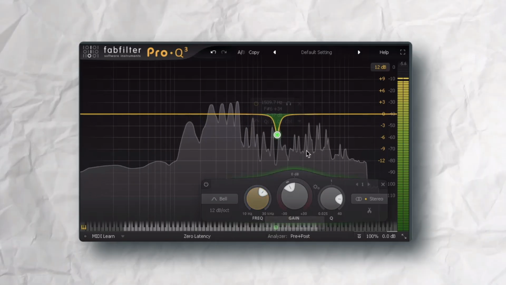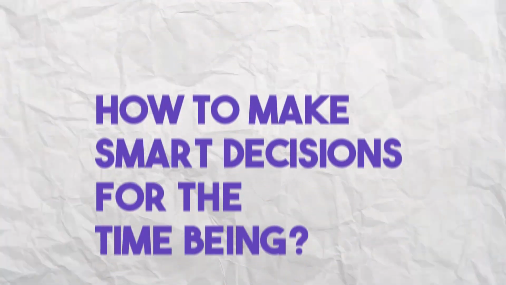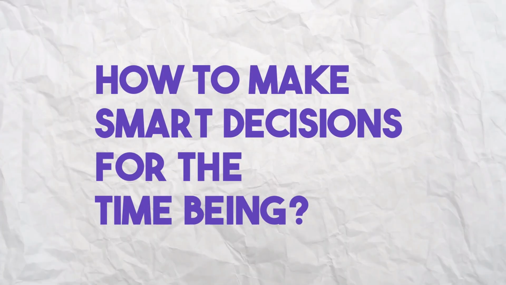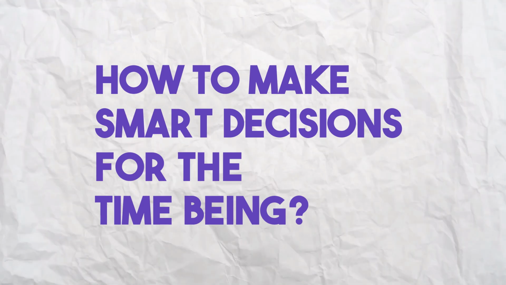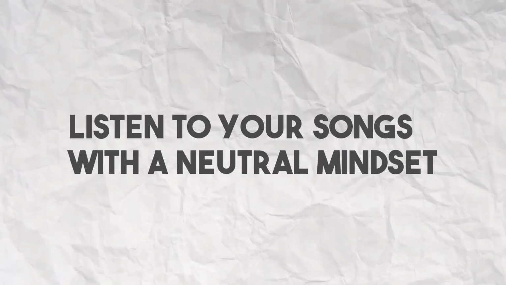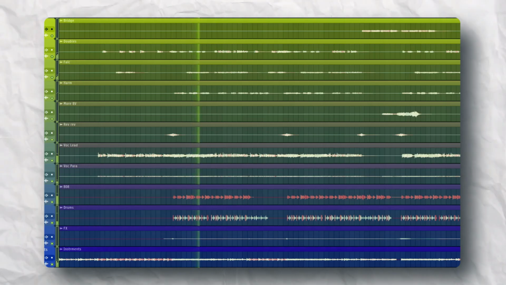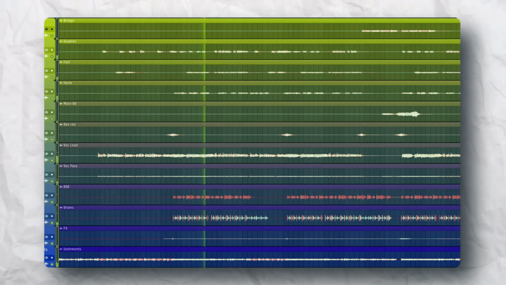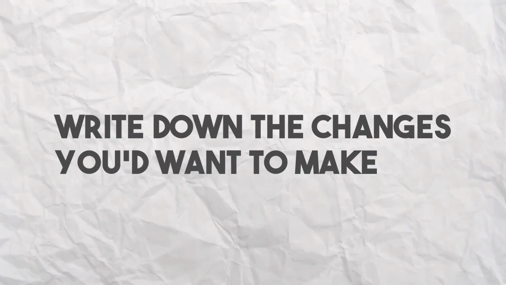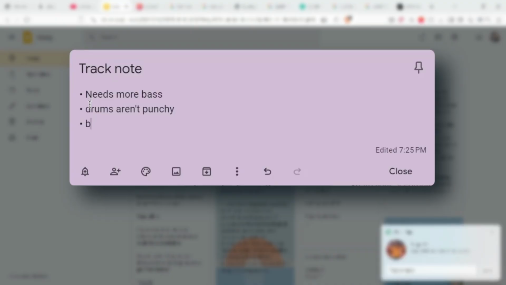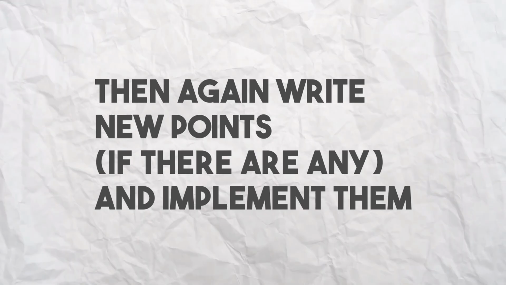Now the question is how to make smart EQ decisions right now. Well, here are some of my ways to make smart EQ decisions, and these are also helpful for intermediate and advanced producers. First is to listen to your mix with a neutral mindset. Stop listening as the producer who knows every detail. Instead, try hearing it the way a casual listener would. Write down the changes you think are necessary. Note down the changes you'd like to make, and once implemented, repeat that again and again.